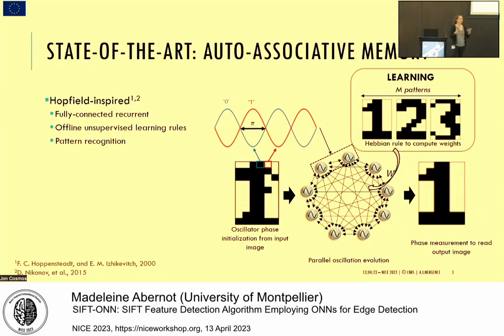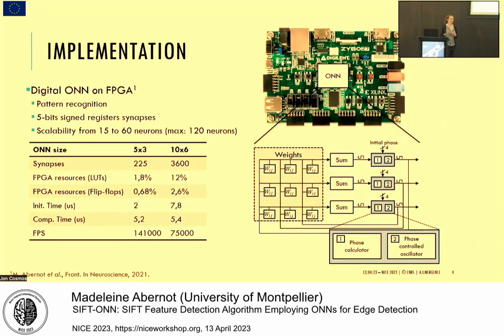So we are trying to go beyond this behavior of oscillatory neural networks. To explore different architectures, we developed an implementation of the ONN inside an FPGA. It's a proof of concept to explore applications. Inside the project, there are other partners who are developing emerging devices for oscillatory neural networks and circuits for analog ONNs. But in this case, we use a digital implementation, with digital oscillators and registers as synapses.